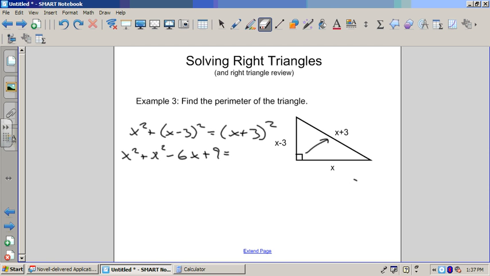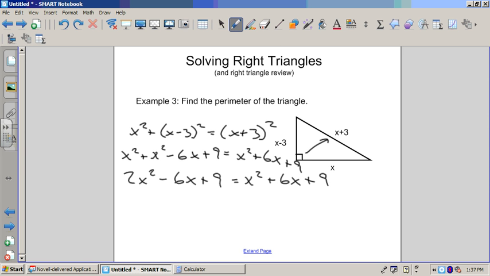Well, what is x plus 3 squared? It is x squared plus 6x plus 9. If you have to FOIL it out, go ahead and do so, but in the end you should get x squared plus 6x plus 9. I'm going to combine like terms on the left-hand side, and I get 2x squared minus 6x plus 9 is equal to x squared plus 6x plus 9.